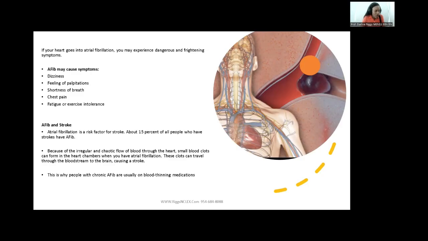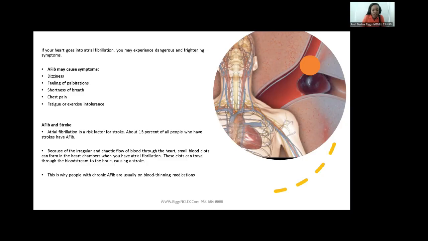So these small little blood clots form from these conditions, whether it's flutter or AFib, and they travel. So this is why these clients need to, for some time, be on these blood thinners.